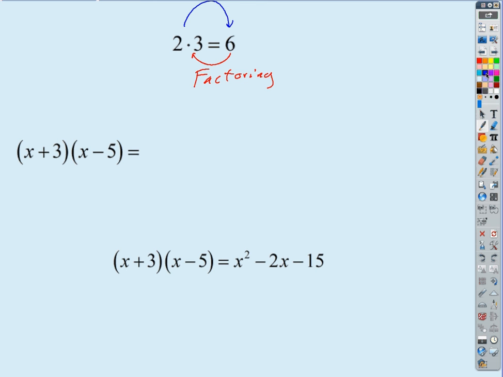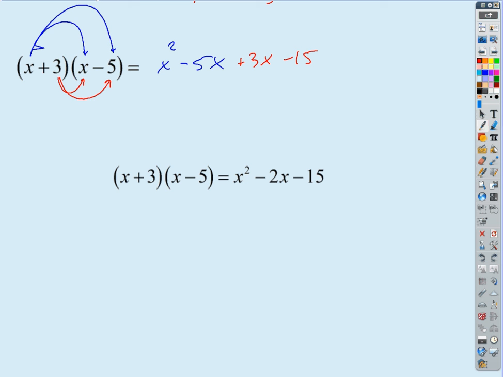So we could distribute the first x to both terms in the second factor. And what would I get? So I'm going to get an x squared minus 5x. Good. And then I would just have to distribute the positive 3. And what's that going to give me? Plus 3x minus 15. Good. And would you agree that when I combine all the like terms, I'm just going to get this? Right? If I combine the x terms.